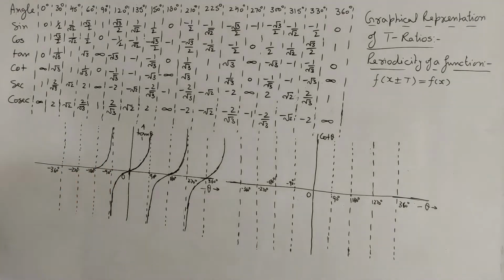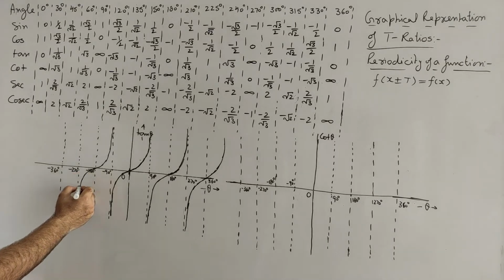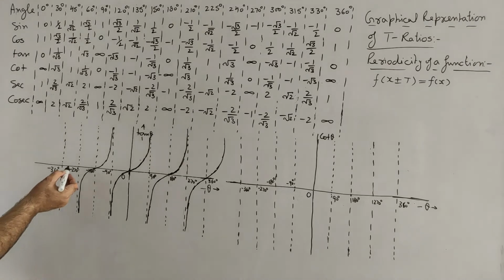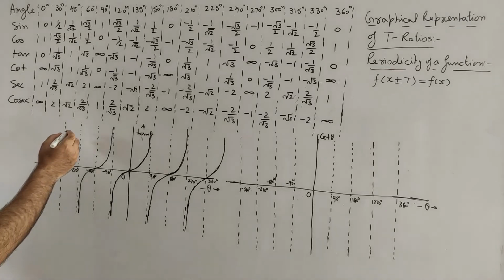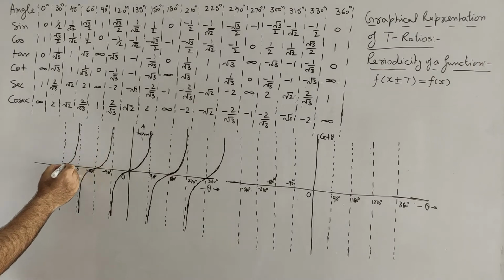And then minus 180 to minus 270, that is the second quadrant. In the second quadrant, tan will be negative. So the value will change in this manner. Now minus 270 to minus 360, and that will be the first quadrant, and in the first quadrant again the tan will be positive.